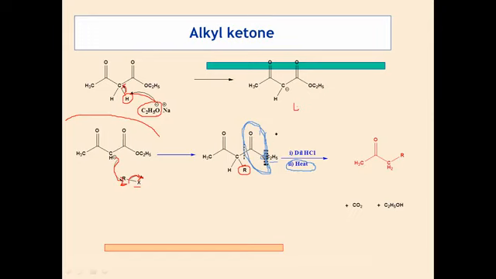And now there is an addition of dilute HCl. It means that it contains H plus in water molecule. So this is the addition of H and OH. So here you will get this as one product now, that is the C2H5OH.